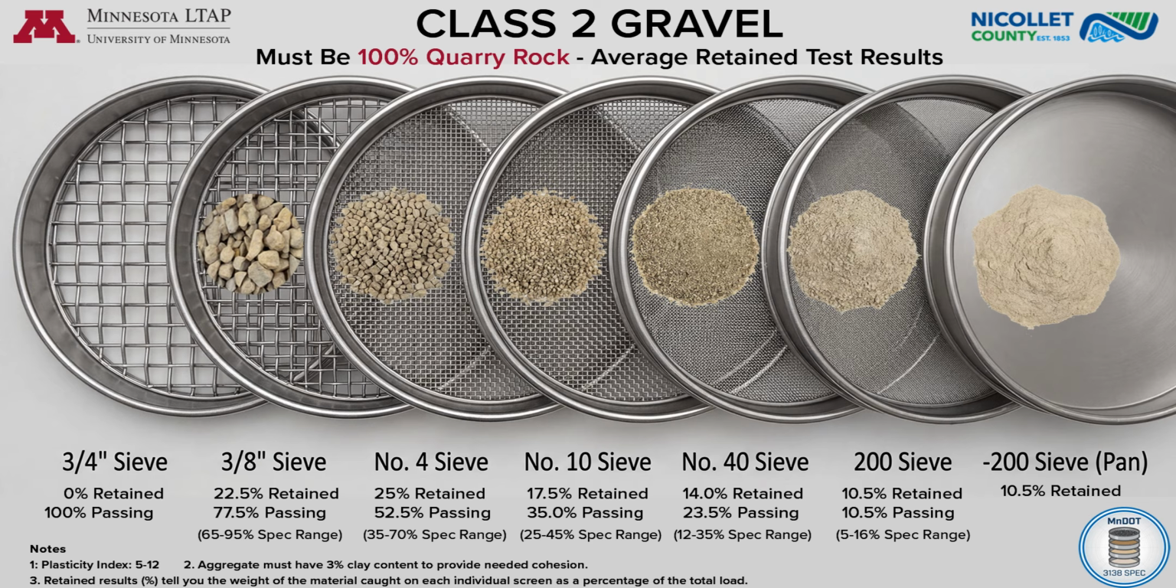10.5% retained in pan. In Class 2, having about 10% fines is the glue. Why it matters? If you have too little, under 5%, the road won't pack down and will washboard easily. If you have too much, over 16%, the road will turn to soup when it rains.